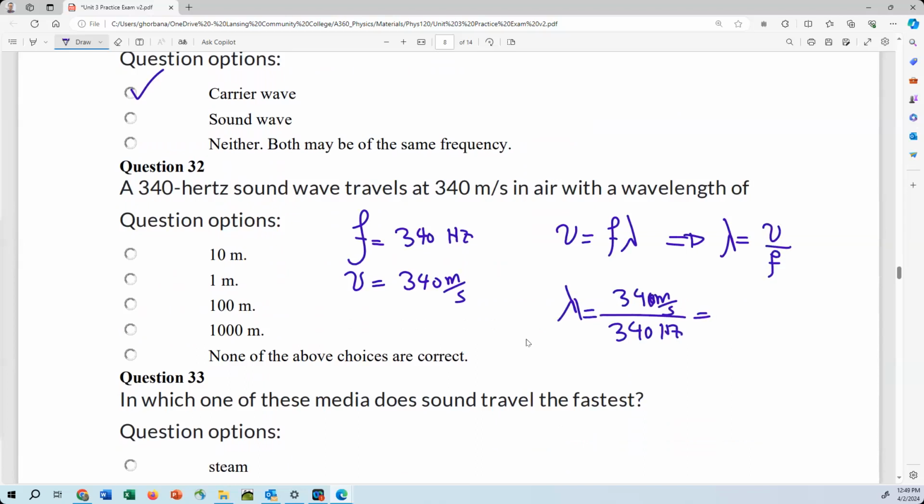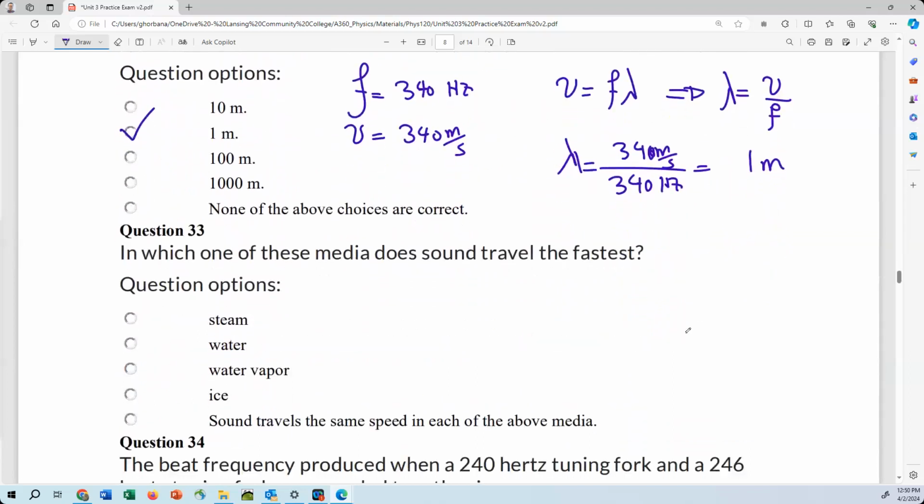Okay, 340 divided by 340 is going to be 1 meter. And it makes sense. This is meter per second. This is a hertz. Hertz is 1 over second. Yes, 1 over second, 1 over second, cancel each other. What is left is going to be meter. So the right answer is 1 meter.